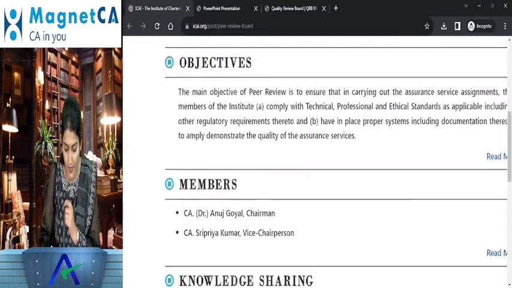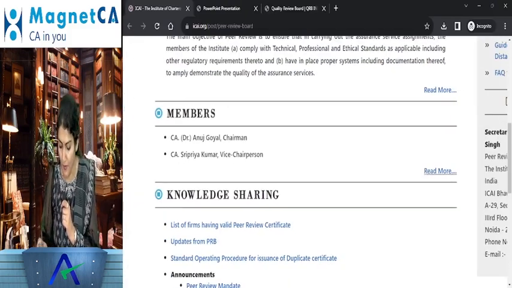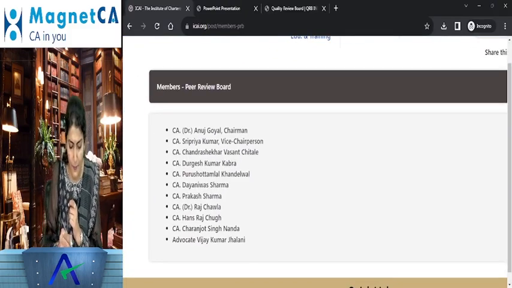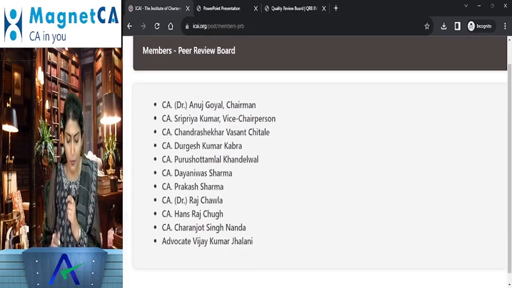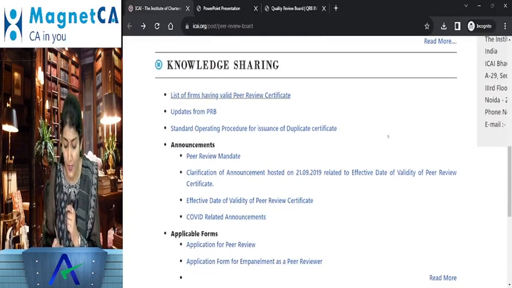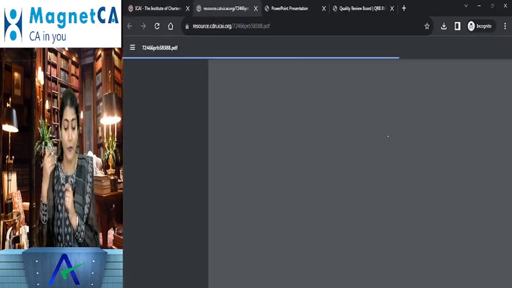Okay, right. Then after that, who are the members of the peer review board of the ICAI? Right, so all these people are the members of the peer review board of the ICAI. 1, 2, 3, 4, 5, 6, 7, 8, 9, 10, 11. Right, so they have 11 members in the peer review board. Right, then knowledge sharing, list of firms having the valid peer review certificate.